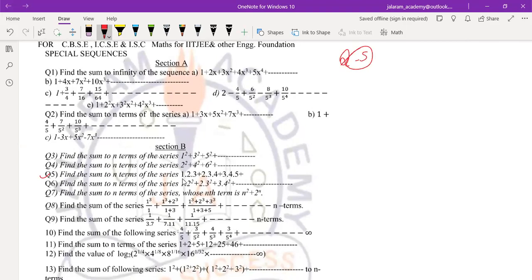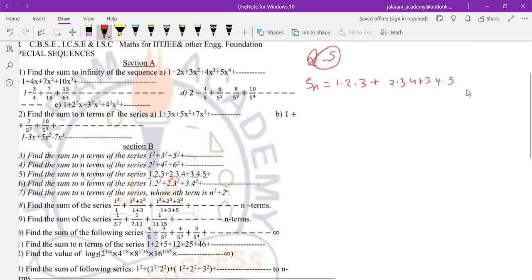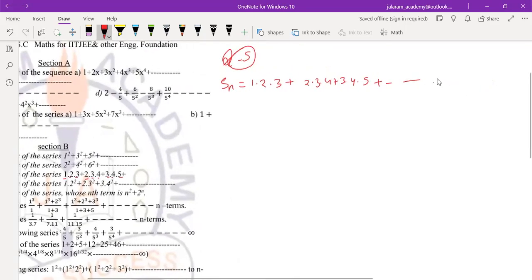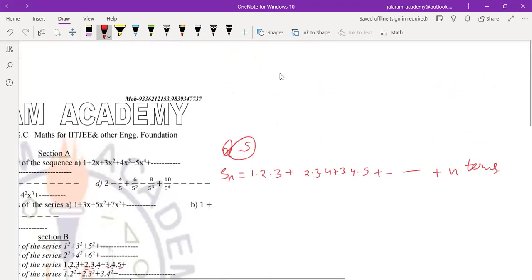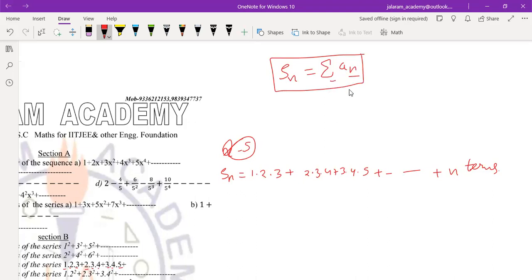Find the sum to n terms of the series 1 into 2 into 3 plus 2 into 3 into 4 plus 3 into 4 into 5. Find the sum of the series Sn equals 1 into 2 into 3 plus 2 into 3 into 4 plus 3 into 4 into 5 and so on up to n terms. In all these questions, we have discussed that if we want to find the sum of n terms, we must use sigma an. Sigma an means summation of the nth term, all terms up to n terms.